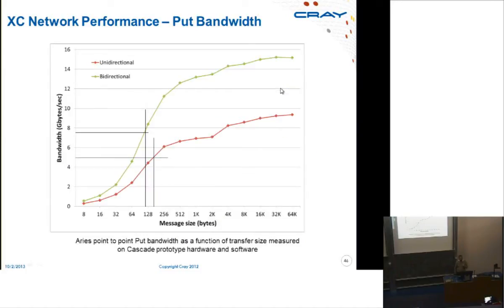So again, here we're seeing up to 14 gigabytes per second bidirectional bandwidth between nodes on the system as we increase message size. And again, it's twice what you get if you send in just one direction: you can send and receive twice as much data than you can just send or receive.